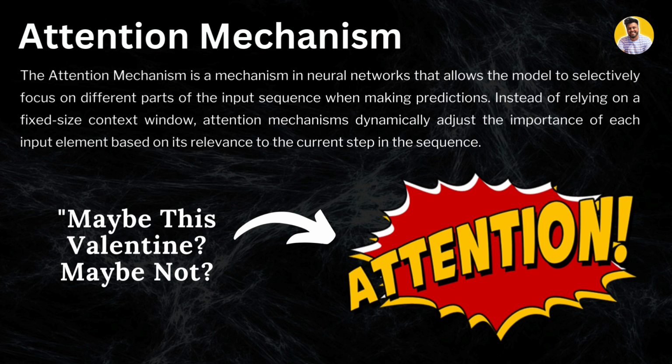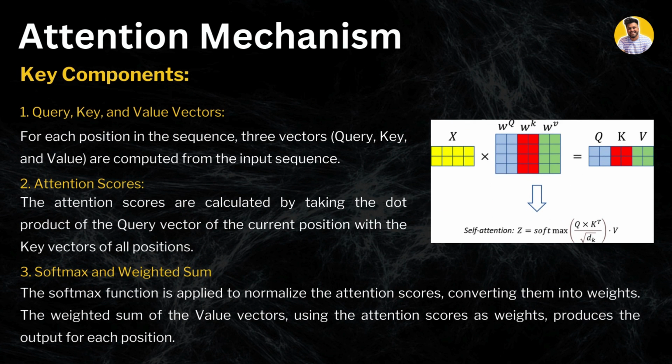Now let's talk about the key components of the attention mechanism. The very first component is the query, key and value vectors. These 3 vectors are the main part of attention mechanisms. For each position in the sequence, these 3 vectors are computed from the input sequence to generate an attention score. If you see this image here, I pass my input x, then these 3 vectors are calculated, and then we get our attention score here.